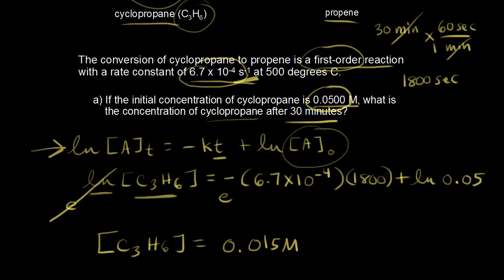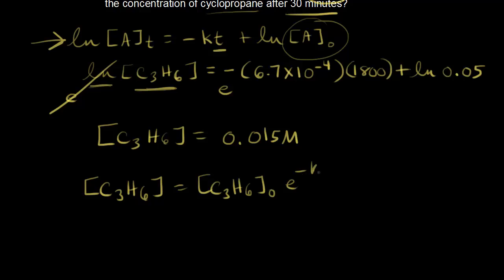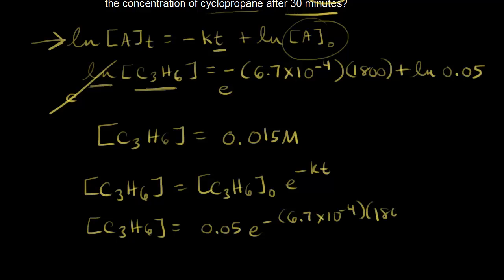Now, you didn't have to use this form of the integrated rate law. You could have used a different form, the concentration as a function of time. So you could have written the concentration of cyclopropane at a certain time is equal to the initial concentration of cyclopropane, e to the negative kt. We saw this in the previous video. So we can plug in our values here. We're solving for the concentration of cyclopropane. The initial concentration was 0.05, so we plug in 0.05. E to the negative k, which was 6.7 times 10 to the negative 4, and our time was 1800 seconds.